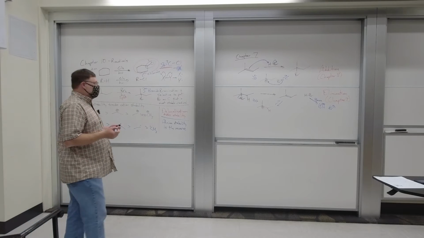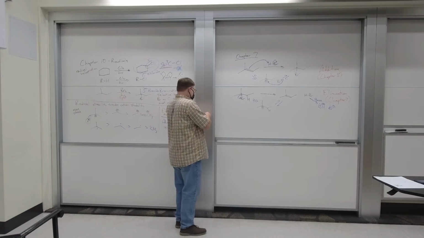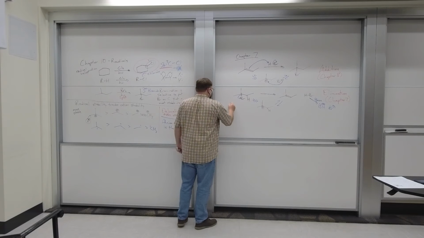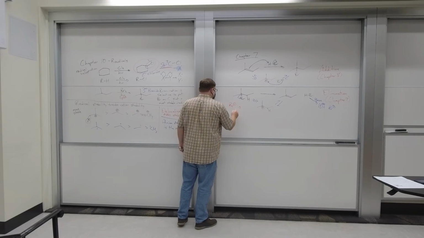This gives us some terminology. So in Chapter 7, Br minus is going to be called a leaving group.